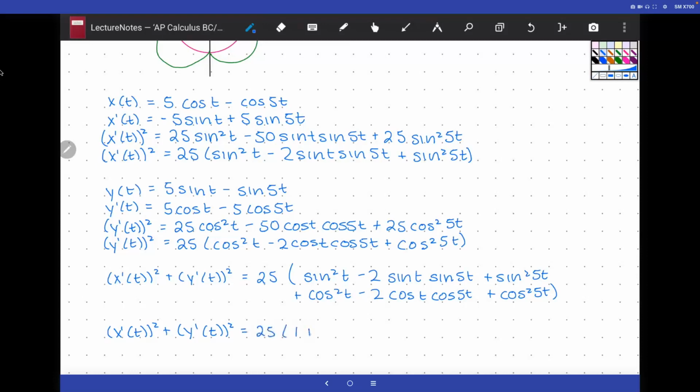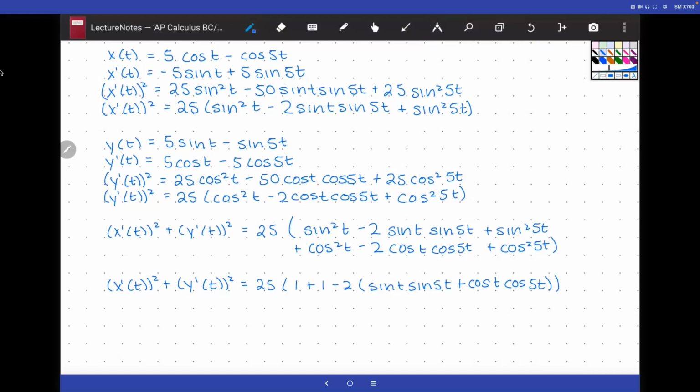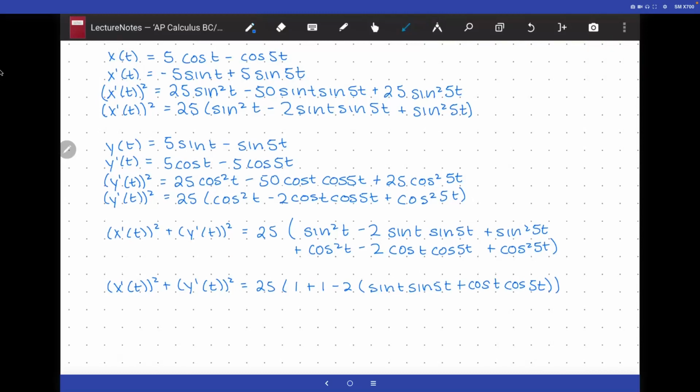So I'm going to have a 1 plus a 1. The other two terms left over have a 2 in both of them. So if I factor out the -2, I've got sine t sine 5t plus cosine t cosine 5t. I can finally fit it on one line. Can we make this any smaller? Anybody recognize what's inside the parentheses right here?